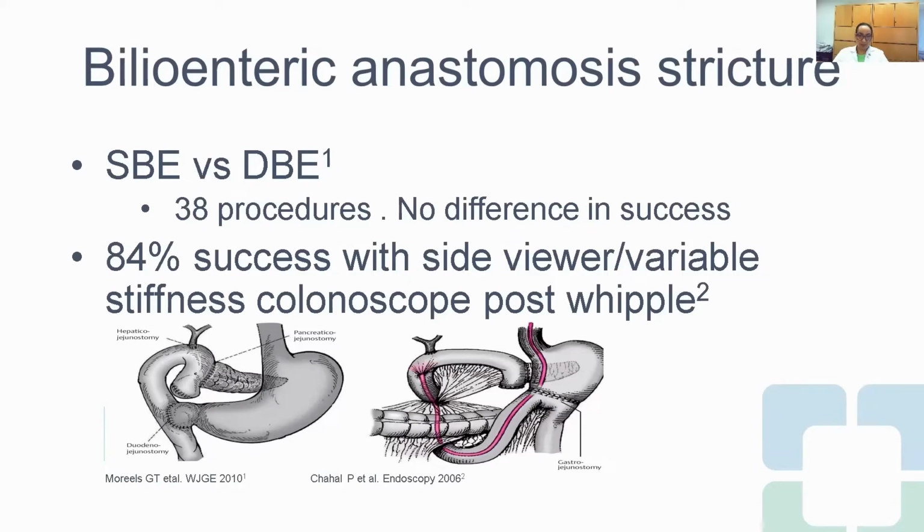And for the Whipple operation, we published our data in Endoscopy, and we found that in 51 patients, we were able to achieve technical and clinical success in 84% of those patients by using either a side-viewer or variable stiffness colonoscope. Now, keep in mind, since this study was published, the Roux limbs have become longer, and especially if it's antecolic, it'll be very difficult to use a side-viewer scope. So more recently, we've been using either a single balloon enteroscope or a variable stiffness colonoscope in patients with post-Whipple anatomy.